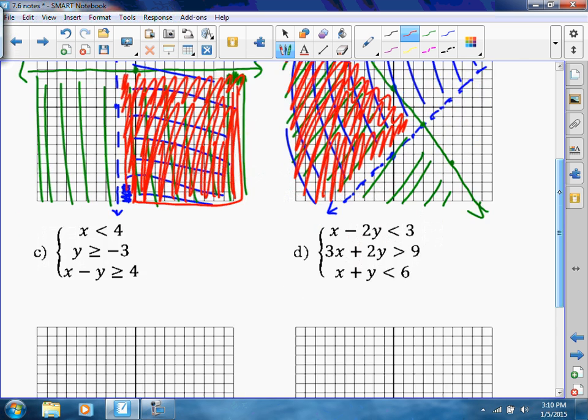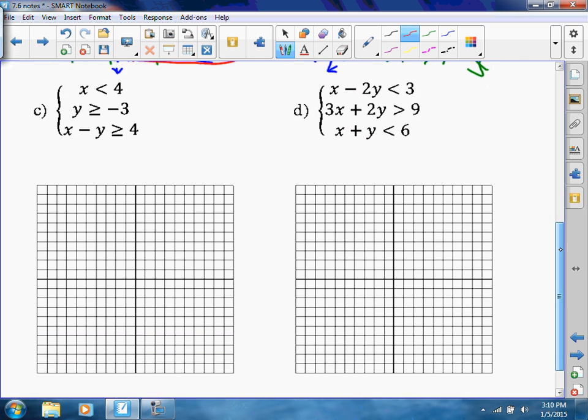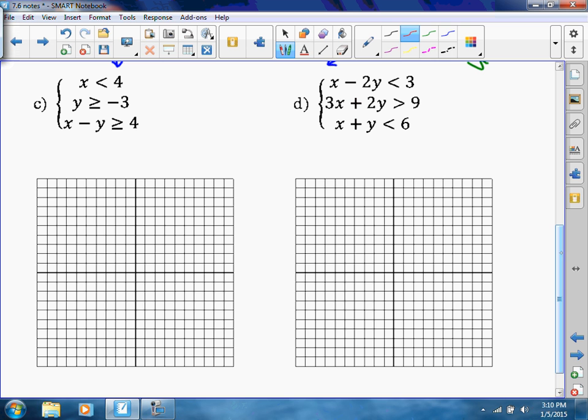So now let's step it up a notch and let's do a few that have 3 lines. And you might see a few of these on your homework. These are just good ones to practice, just to show that you really have mastered the skill of graphing and shading. And notice that in part C, we have 2 lines that are horizontal and vertical. So don't be overwhelmed by this.